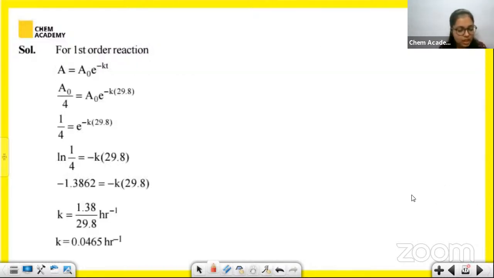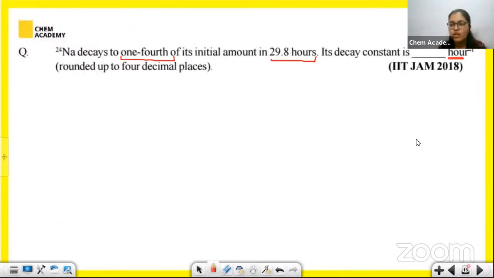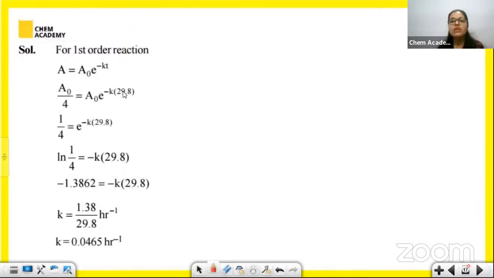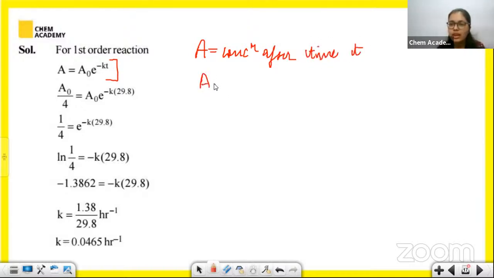These questions are the previous year questions of IIT JAM. So let us see how we do this question. Here again, we did the integrated rate equation for the first order. Again, we will use that equation. A is the concentration after time t. A0 is the initial concentration.